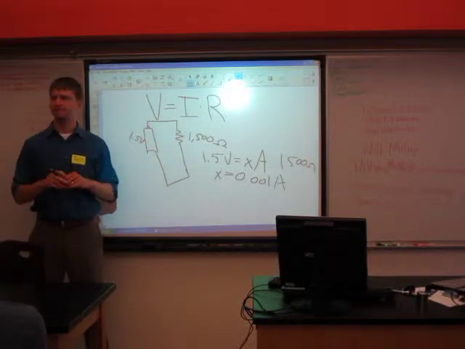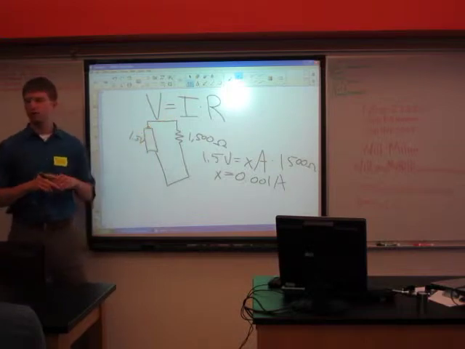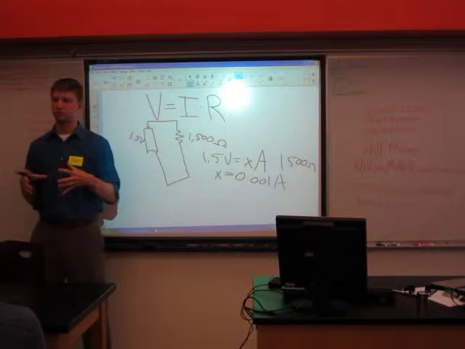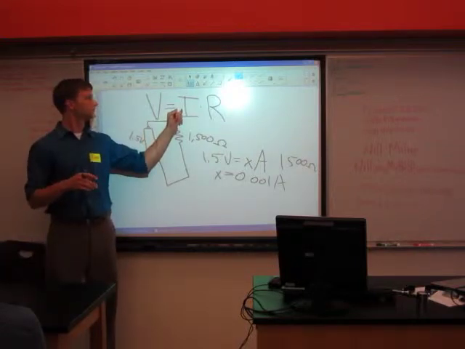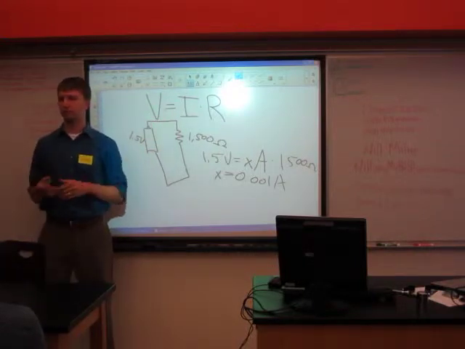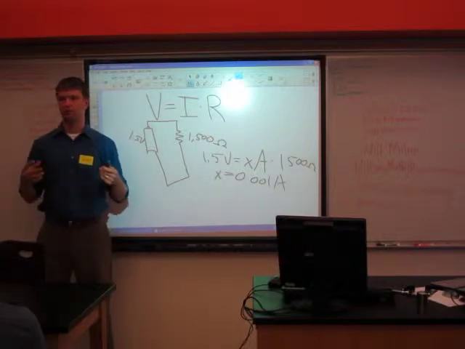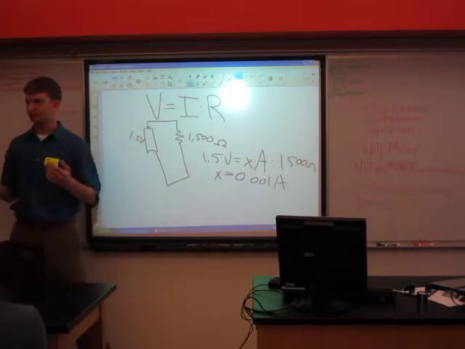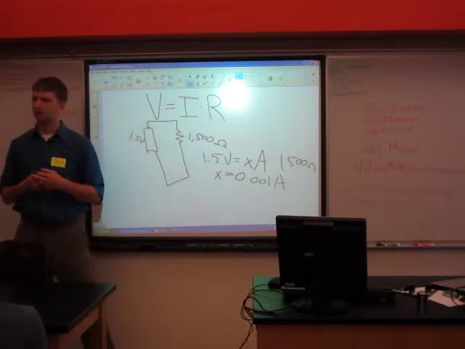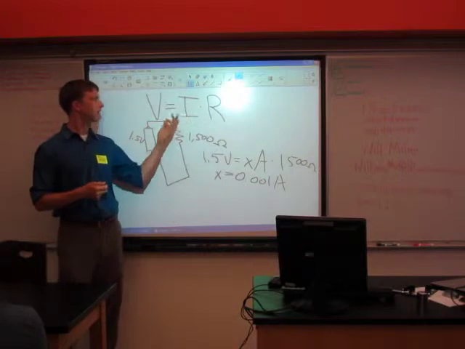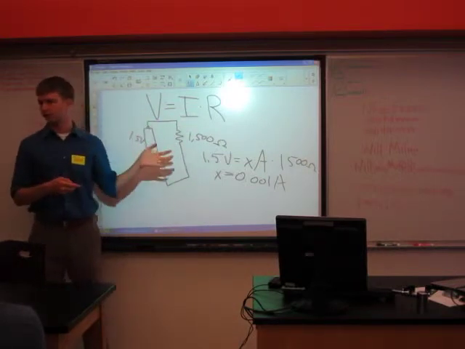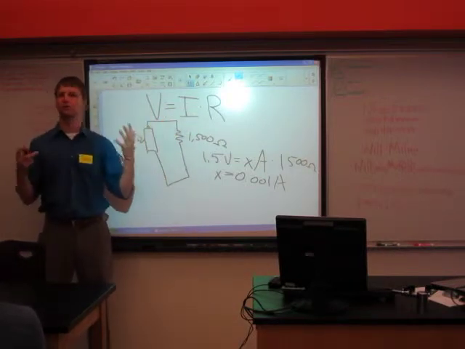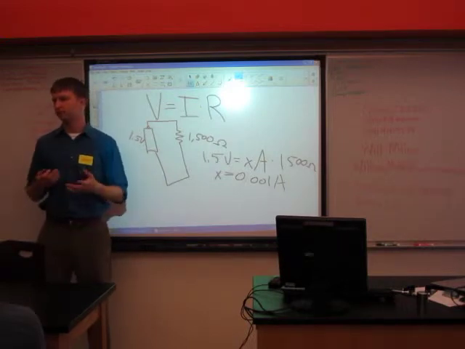Why'd you change from just I to amps? Could there be something else instead of amps, or for this equation, only amps would work? So amps is the unit of current. I is the symbol for current. You can make this a picture of an elephant. I don't care. It's really what it represents that matters. So V equals IR, V equals elephant times R. I is just, in the electrical engineering field, current.